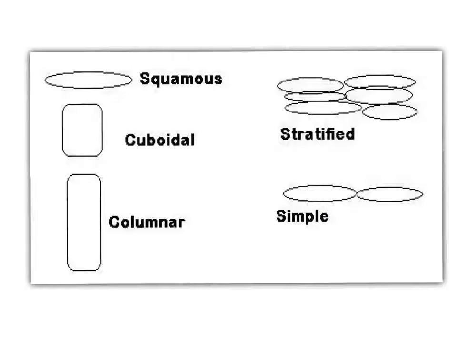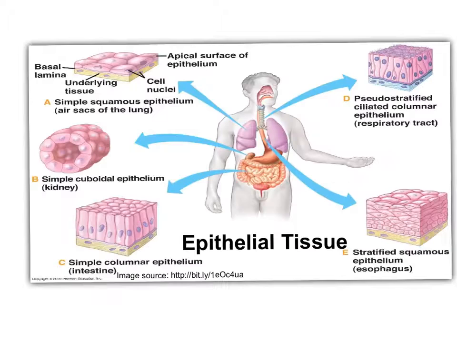Here are the terms we are going to use today: squamous, cuboidal, columnar, stratified, and simple. This is what they look like. Stratified and simple explain the layers in the types of epithelial tissue. Types. Simple squamous. It is in the air sacs of the lung. Here's just a picture of what it looks like. This is the type of epithelial tissue that lines the chambers of the heart and helps us breathe in oxygen and out the carbon dioxide. It also lines the veins and arteries.